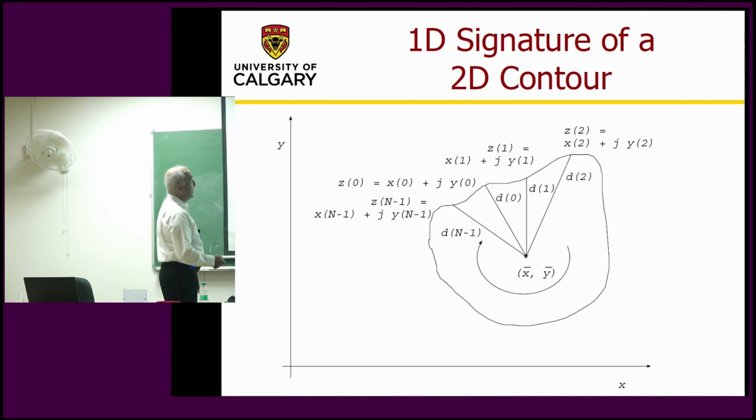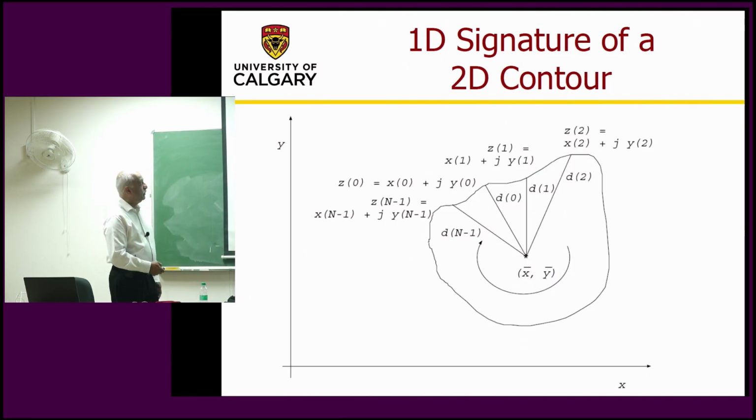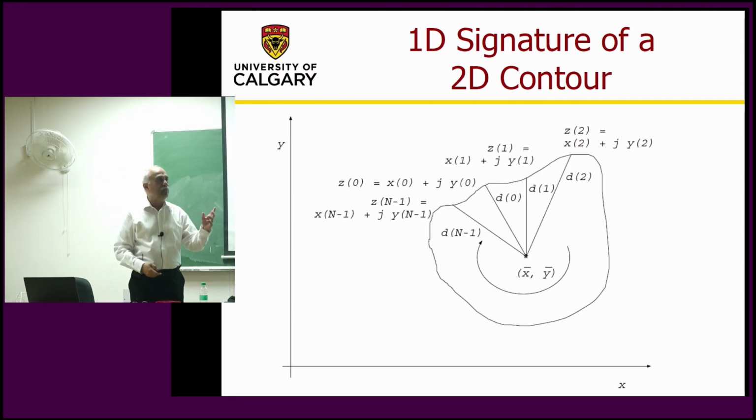The 1D signature of a contour, we have seen this before. We could convert a 2D contour to a 1D signal, if you want to call it so, a 1D function. Not a function of time, but of space or something.